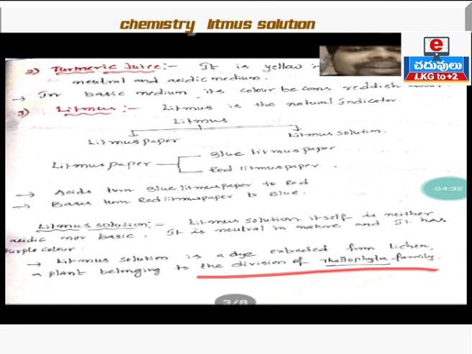So we can say that litmus solution is one of the natural indicators. Litmus paper is a natural indicator. Litmus solution also a natural indicator. You can use any one, litmus paper or litmus solution, depending upon the availability in the laboratory.